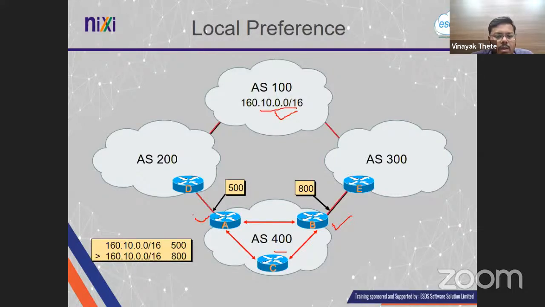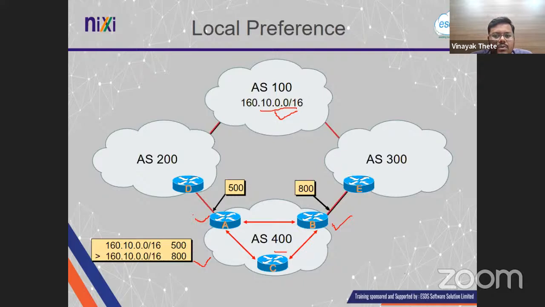So in your routing table, both routes will be seen, but for forwarding, the preferred path will be router B if you set the local preference. So always for router C, the exiting path for this route, 160.10.0.0/16, will be from router B based on the local preference attribute which you have configured on the router.